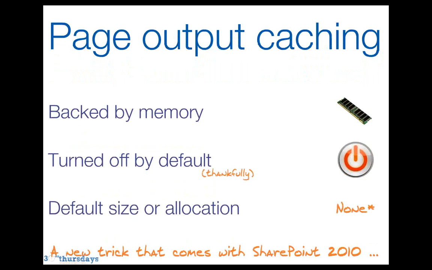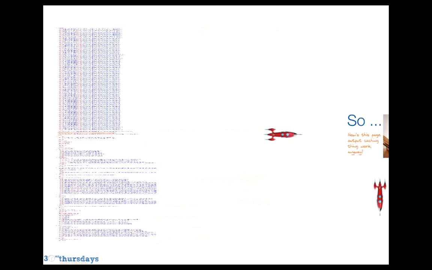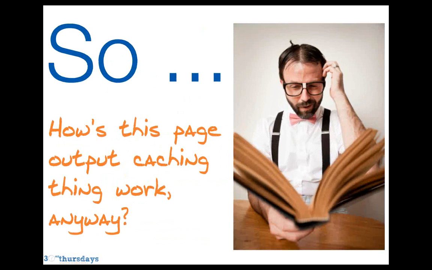And so since there's no default size or allocation, and it's a variable memory load, we do get a new trick with SharePoint 2010. If I go out to my web config and dive back in, you'll notice I have an output cache profiles element where I can override settings that are made within the site collection admin settings from within the web UI. So that gives admins the final say on how it operates.